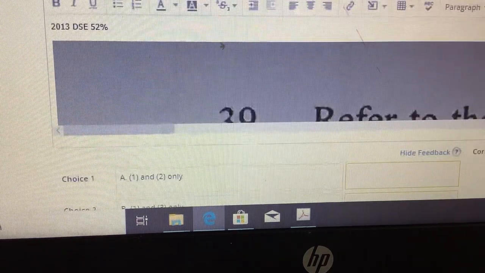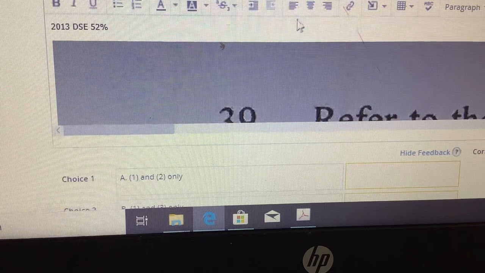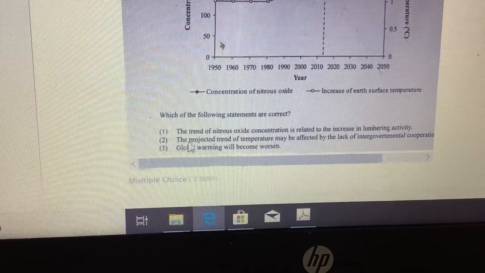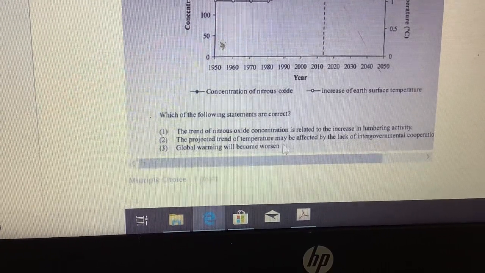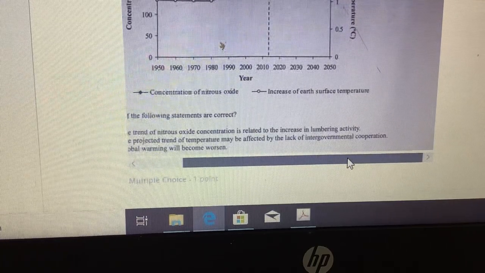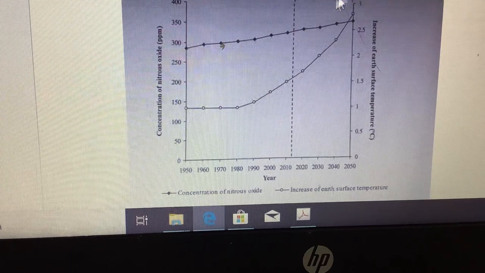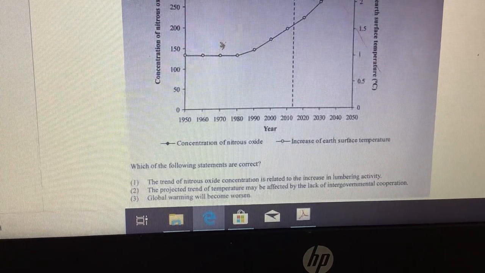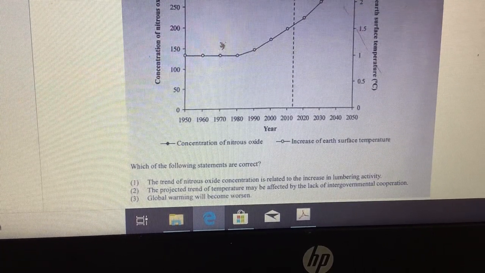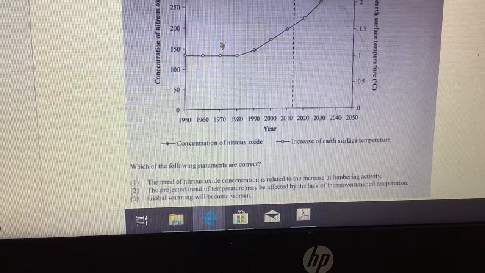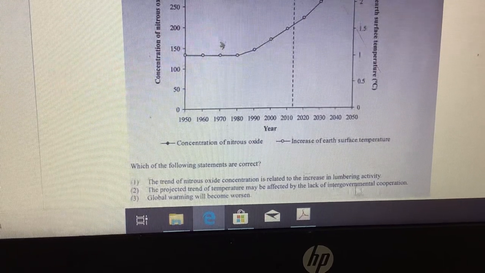Let's check it out first. Yeah, it's wrong. I just thought that lumbering may incur the burning of trees, so I needed to have a look. Number two, the projected change of the temperature may be affected by the lack of intergovernment cooperation. Yes, because the tropical rainforests and the burning of fuel are mostly maybe more unregulated in the LDCs, okay? So number two may be correct.